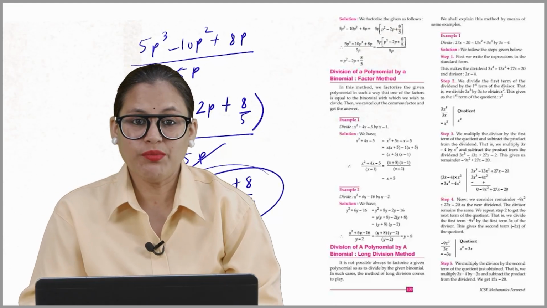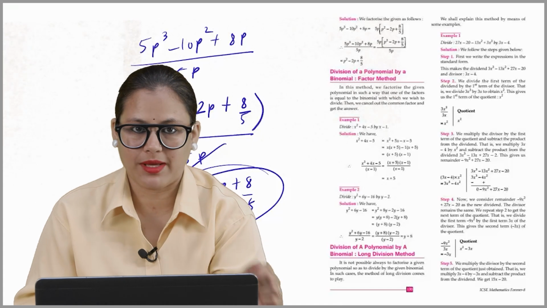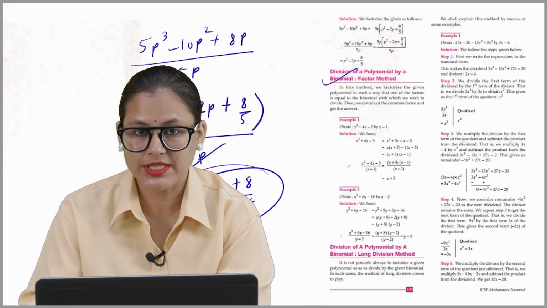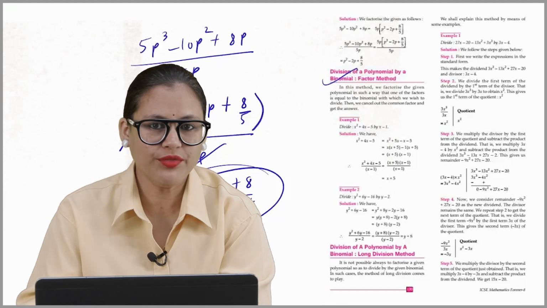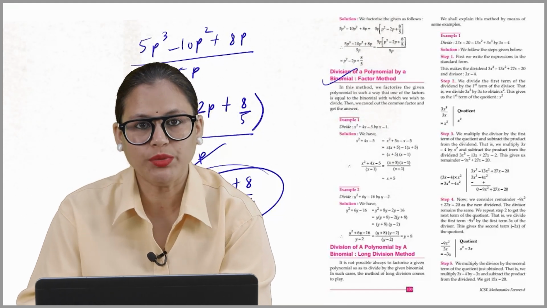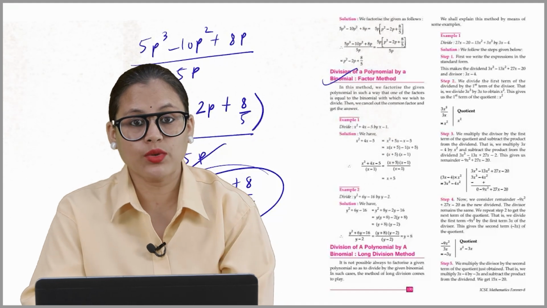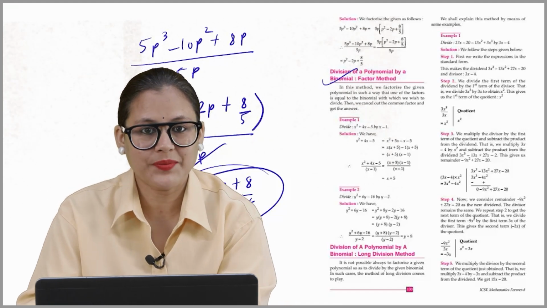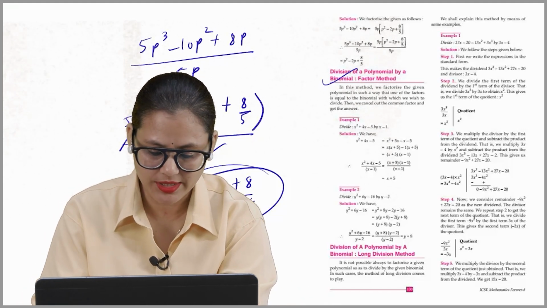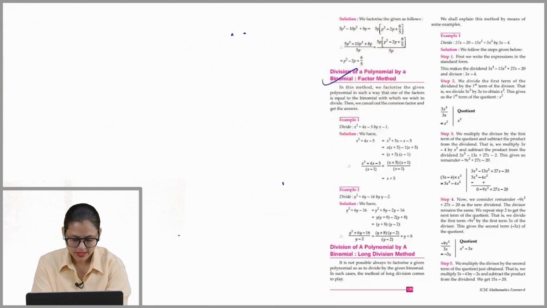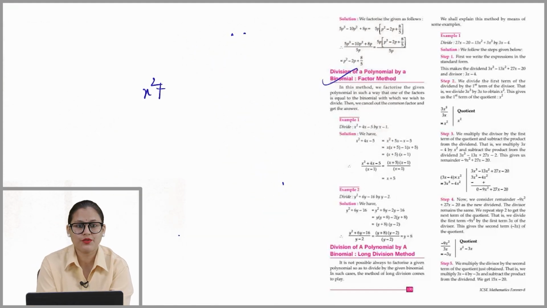Next, division of a polynomial by a binomial, factor method. In this method we factorize the given polynomial in such a way that one of the factors is equal to the binomial with which we wish to divide. Then we cancel out the common factor and get the answer. For example, let's do example number 1. x square plus 4x minus 5, we have to divide this by x minus 1.